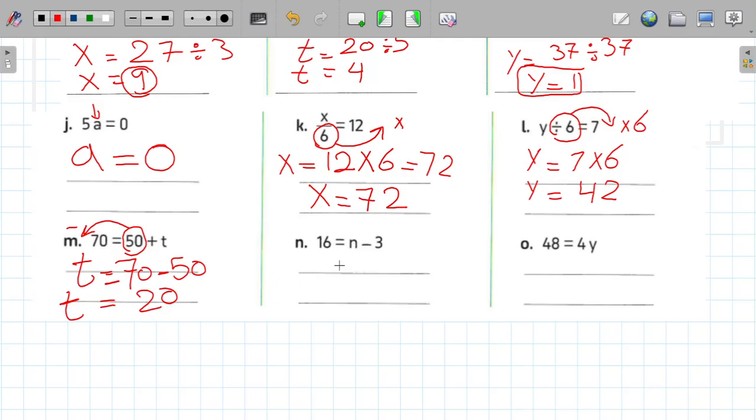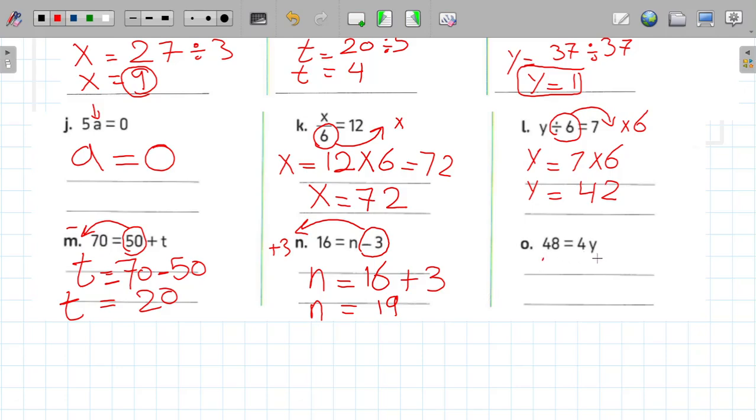Next, I have 16 equals n minus 3. So I will send minus 3 to the other side with the inverse operation. So it will be plus 3. Okay, so n equals 16 plus 3 equals 19. So the value of n is 19.